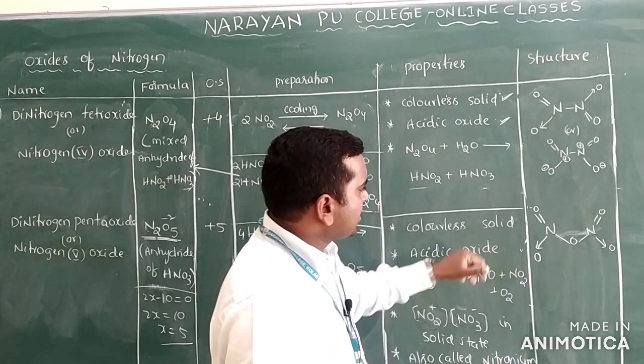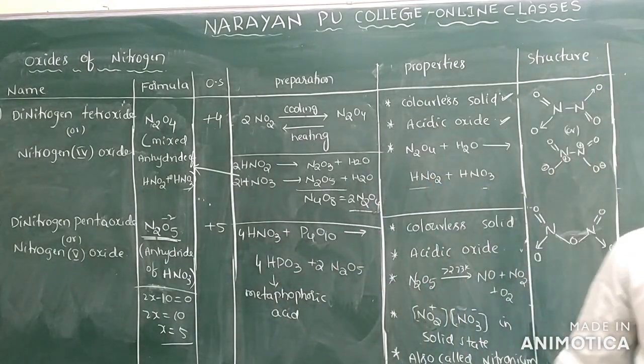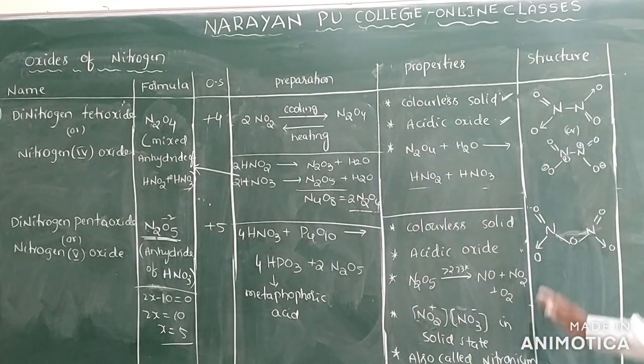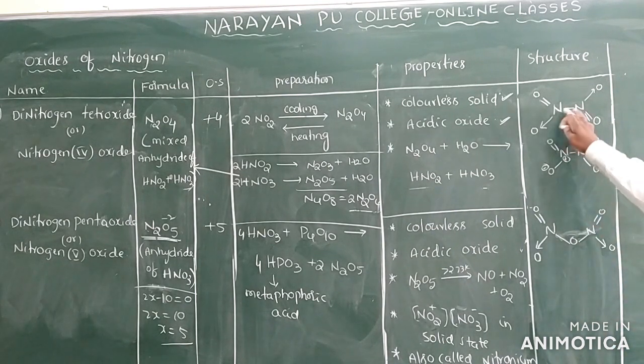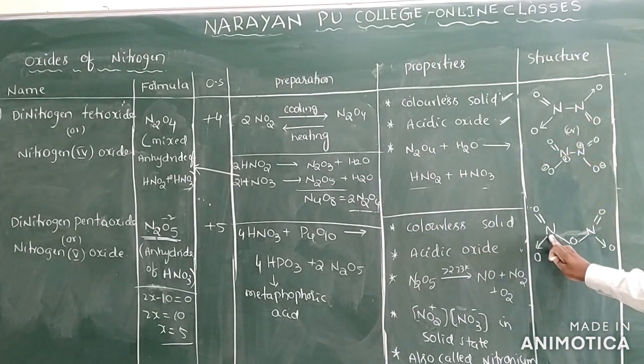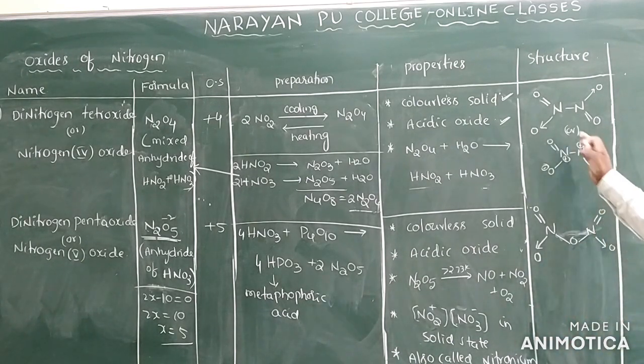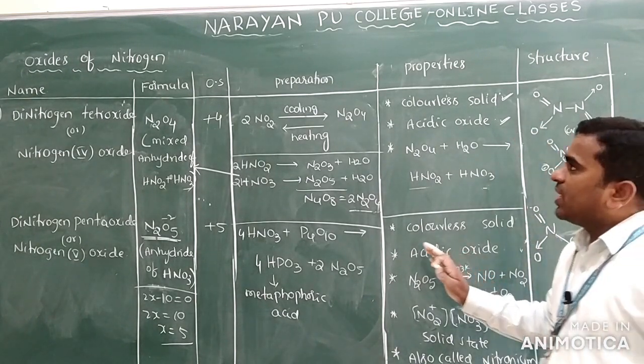Clear? So if you see the structure here, 5 oxygens are there and 2 nitrogens are there, and we have arranged them in this way. The linkage of the 2 nitrogens should be through oxygen. Same as before, one oxygen will be connected with a double bond, and another oxygen will be connected with a dative bond. Clear? So this is about the oxides of nitrogen.